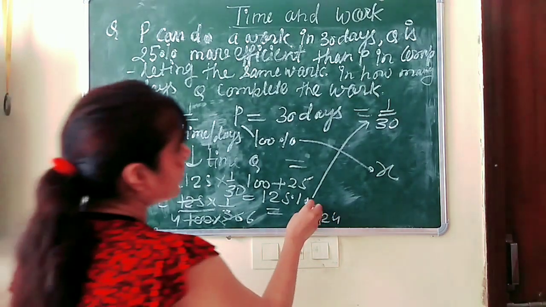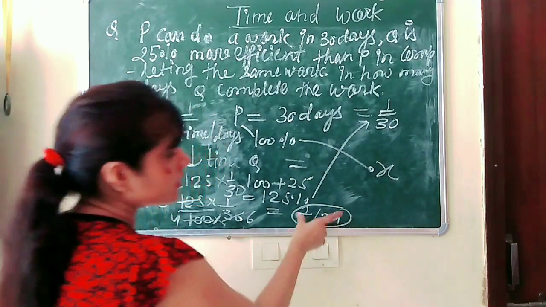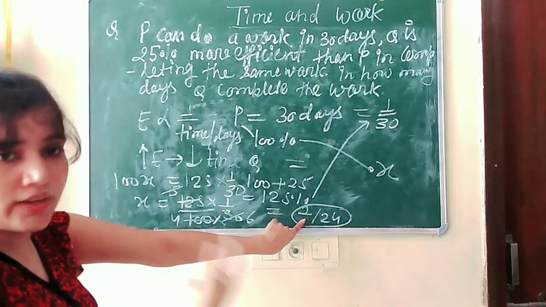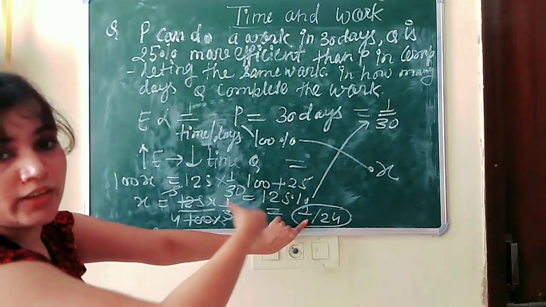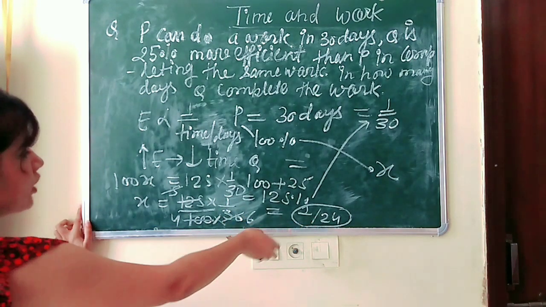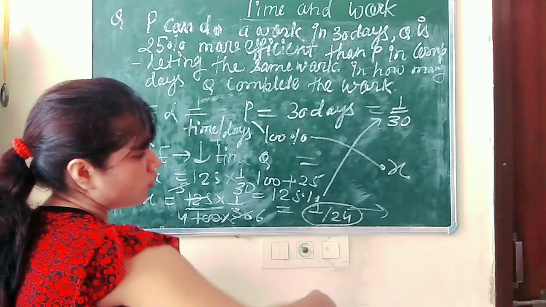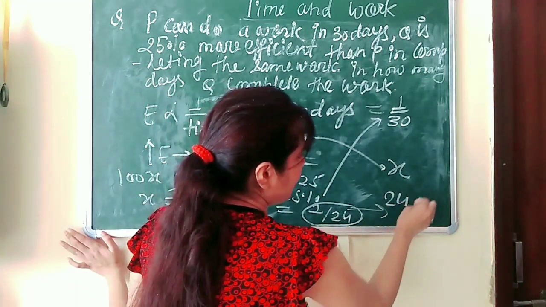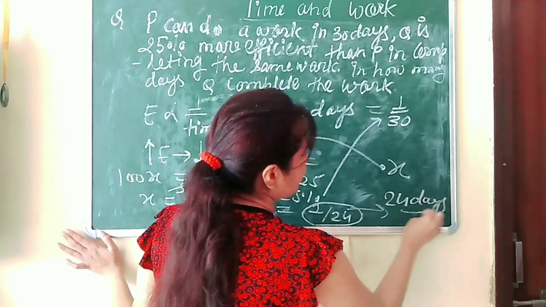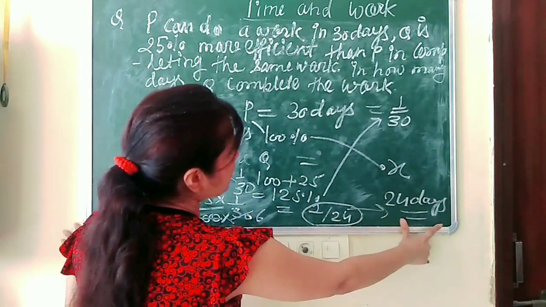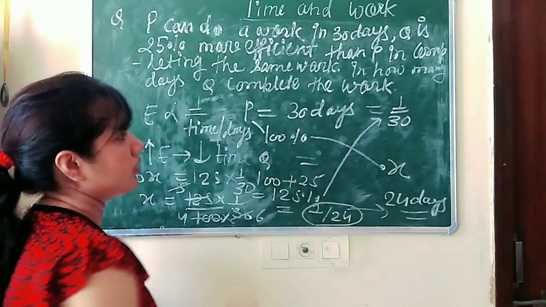So this is the work done in one day, the amount of work in one day, and we have to find the total number of days. What we will do is simply invert the quantity. So we will get 24 days. So Q will take 24 days to finish the same amount of work.